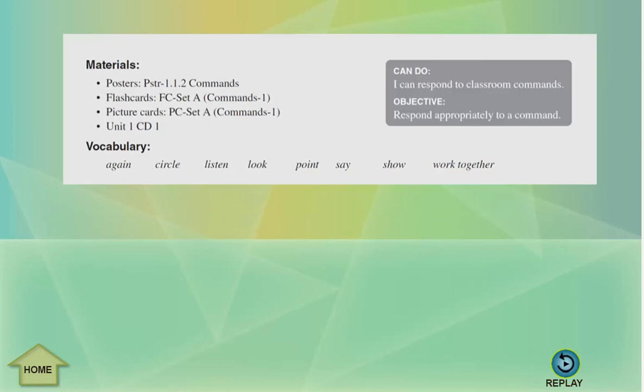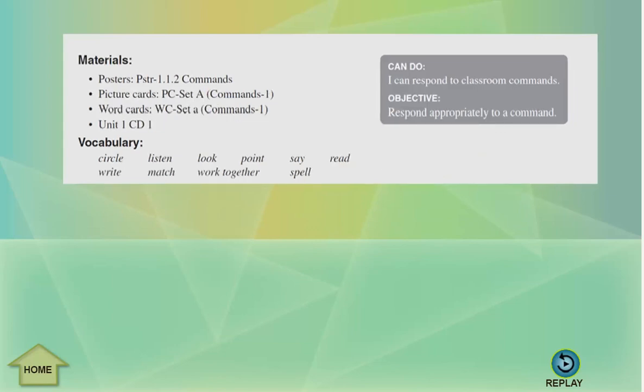Look in the bottom right corner of the picture card. PC tells us that it's a picture card. Each set of picture cards is labeled as a set. This picture card is from set A. The topic or theme of the picture card will be written. This picture card belongs to the topic or theme commands 1. Like the flashcards and picture cards, look at the top left corner of the instructor text under Materials to see the set to which it belongs.